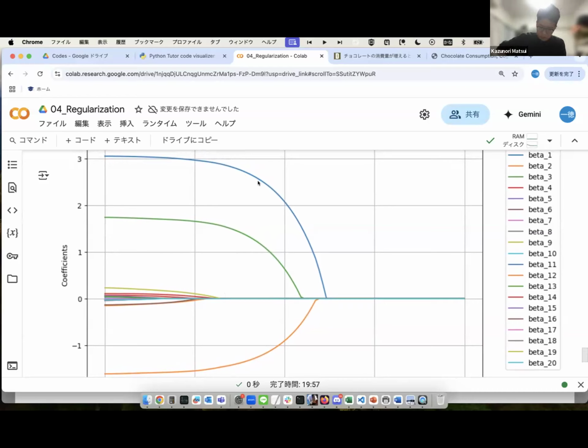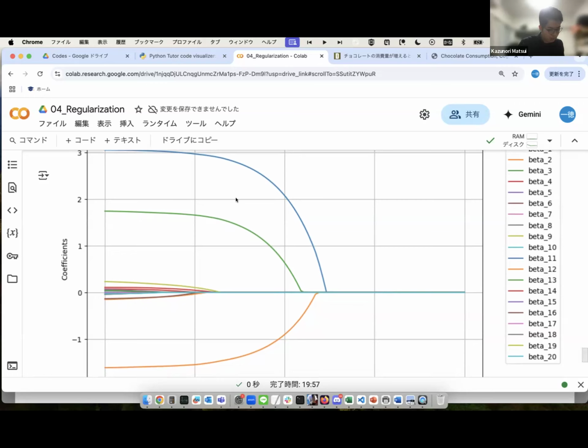So I wasn't able to finish explaining all the code today, so I will go over it during our review in the next class. That concludes the explanation of the lasso regression implementation and usage example.